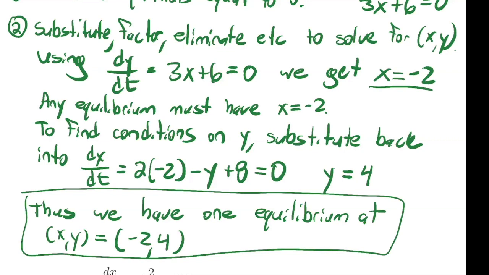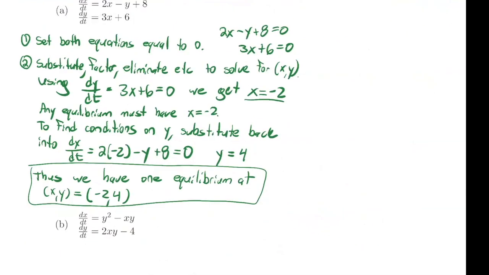So in this case, we had one equilibrium. It's very possible, as we saw in the first problem, that we could have more than one equilibrium. And in some cases, you might have an infinite number of equilibria. So don't just expect to get one unique solution. Any questions?